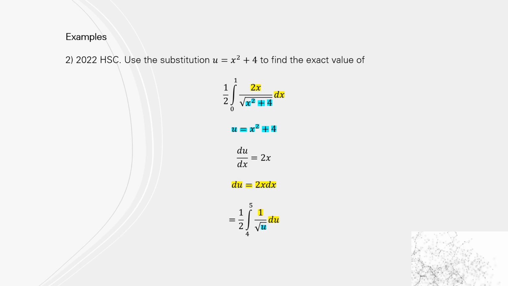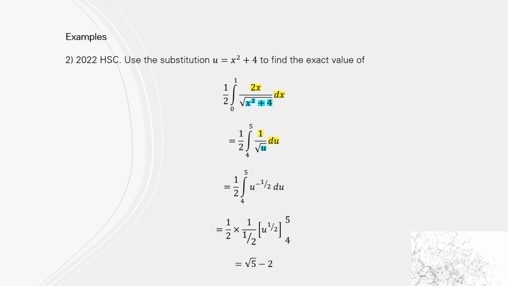So the original needs a 2x on the top, so we put a 2 on the top and a half out the front. And notice that when I change the integral with the substitution, we now go from 4 to 5 because we're integrating with respect to u. So we get 1 over the square root of u, which is exactly the same as what we did before. That becomes u to the minus a half, and u to the minus a half integrates to u to the half, and we get 1 over a half. So substituting in, you get the square root of 5 minus the square root of 4, or the square root of 5 minus 2 as an exact answer.